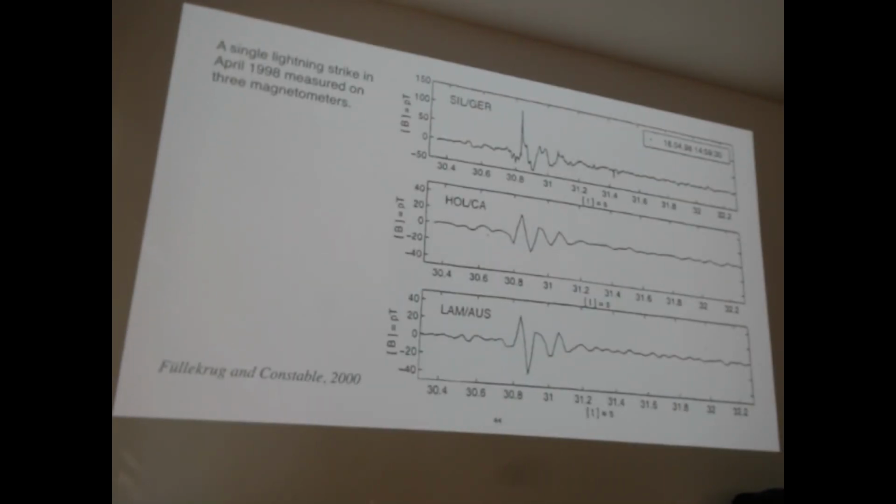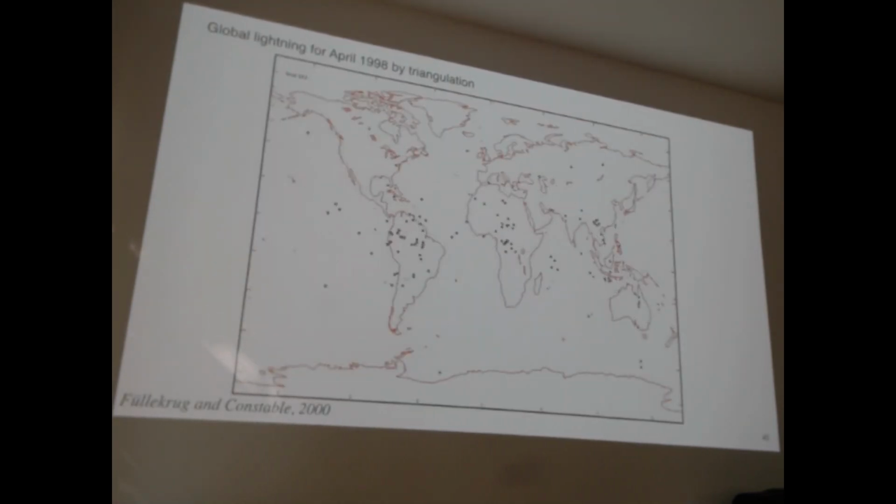This is an example of a single lightning strike measured at 3 places, one at an observatory in Germany, near Sorbonne, an observatory in Hollister, California, and a magnetometer that a colleague and I put out in Lamoureux in Australia for just a month. So these are recording all the time. This is a 1-month measurement. And a colleague of mine, Martin Fullercrew, was able to use these sorts of data to triangulate where the lightning strike was and create this movie, which is global lightning for a month.